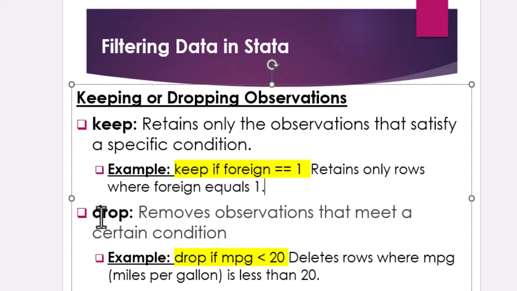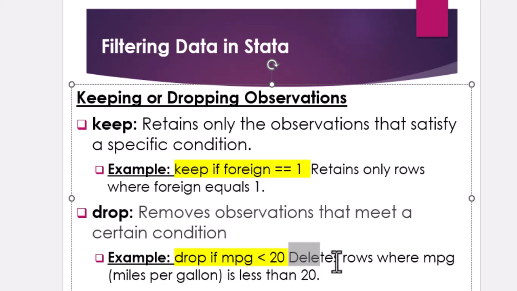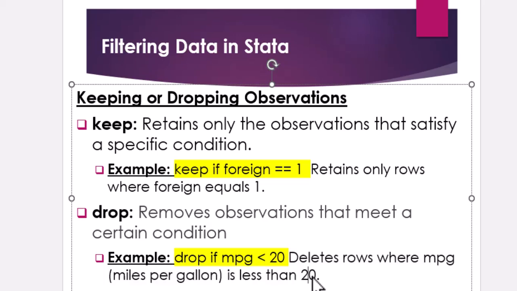Another command that we use when we are filtering data in Stata is called drop. This command removes the observations that meet a particular condition. For instance, we may write: drop if mpg is less than 20. This deletes rows where mpg, that is miles per gallon, is less than 20. So when we are filtering data, we use keep or drop commands to either keep or drop some observations in a variable.